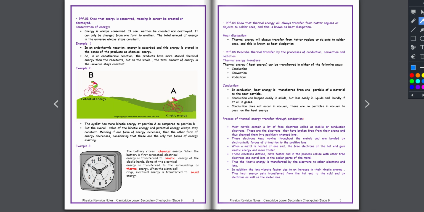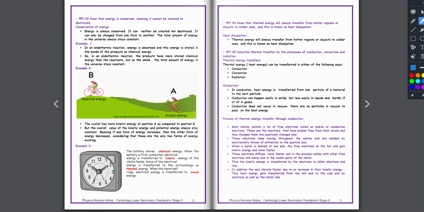Okay. When a metal is heated at one end, the free electrons at the hot end gain kinetic energy and move faster. These electrons diffuse, move faster, and in the process collide with other free electrons and metal ions in the colder parts of the metal. Thus, the kinetic energy is transferred by the electrons to other electrons and ions. So, like I told you, electrons are colliding with other electrons. They are also colliding with the positive ions.